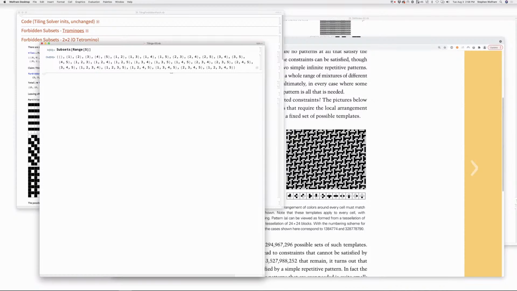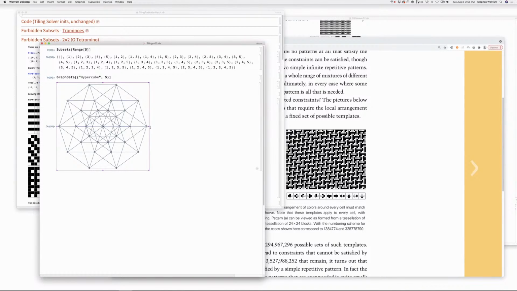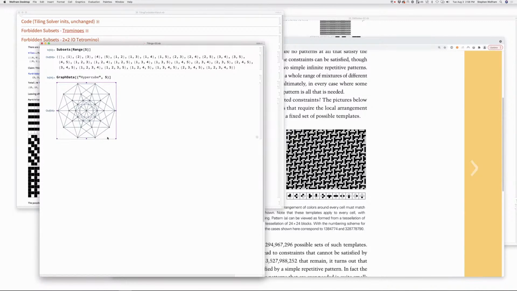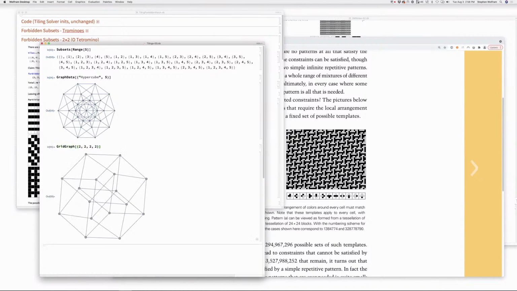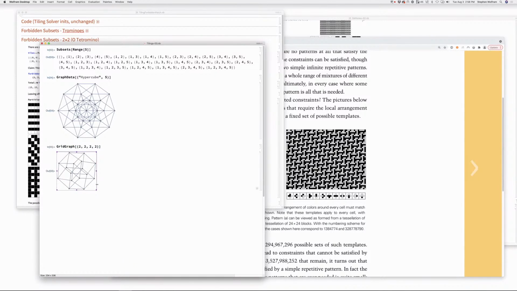Graph data hypercube 5. And why is this? I mean, that's trivial to draw. I can draw that in, let's see, how do I draw that? I just do a grid graph, right? That's just this grid graph. Yep. But why is that?